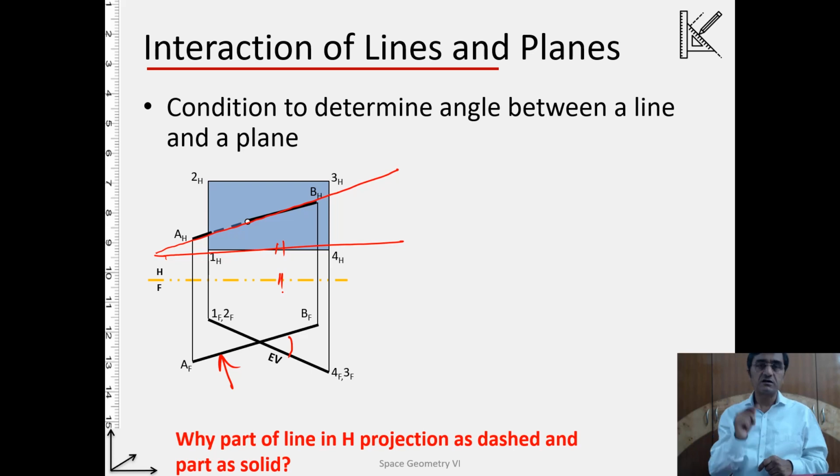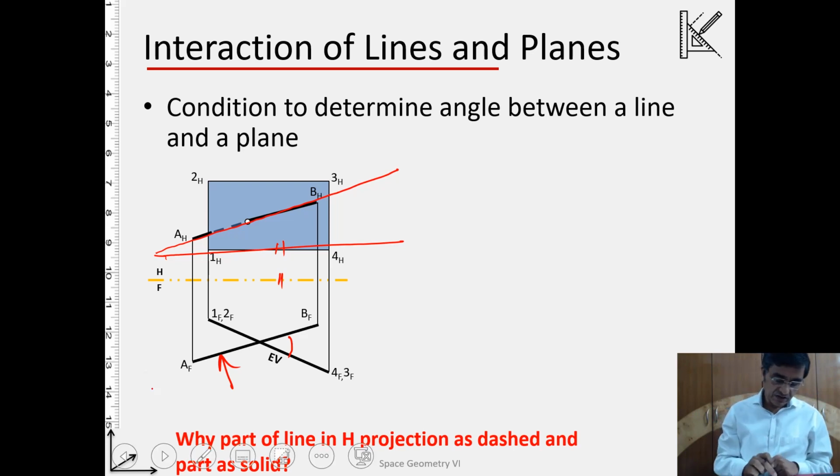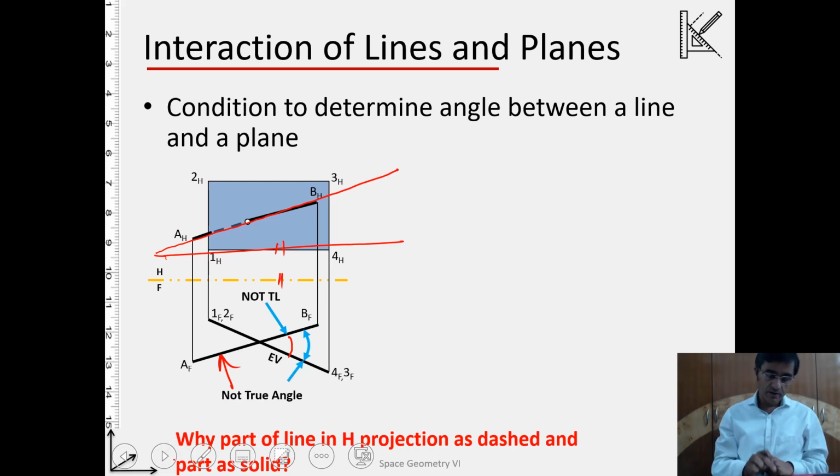And what is the condition we said? The condition is we should see the edge view of the plane, as well as we should see the line as the normal view. So here is the case. This plane is perpendicular to the frontal, so I will see the edge view, and as well this line is parallel to the frontal, so I will see this line as the normal view. So whatever this angle is, the same angle I can also measure from the projection. So if this is the case, here this is not the true length, that's why it is not the true angle. Let's see the other case.